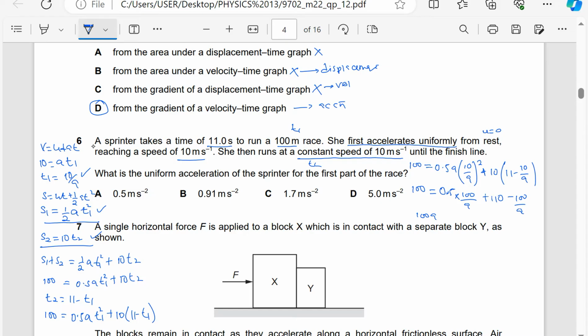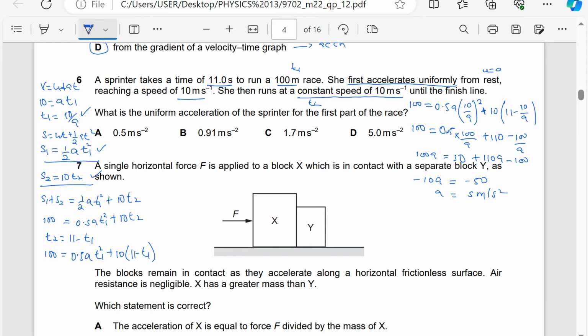this is going to be 100a equaling 0.5 times 100, which is 50, plus, I'm multiplying everything by a, so this is going to be 110a minus 100. So when I collect like terms, I have 100a minus 110a. So this is going to be negative 10a equaling negative 50. So which means a is going to be 5 meters per second squared.